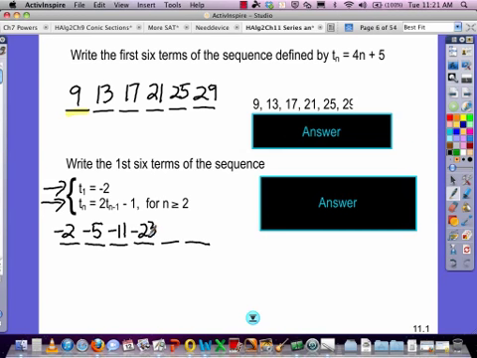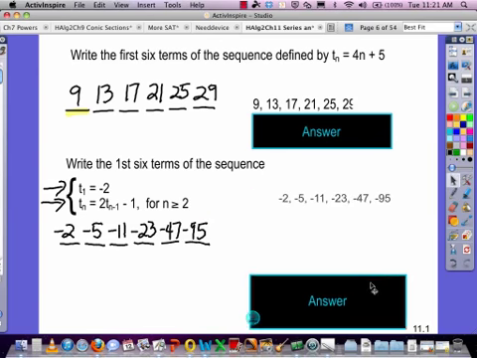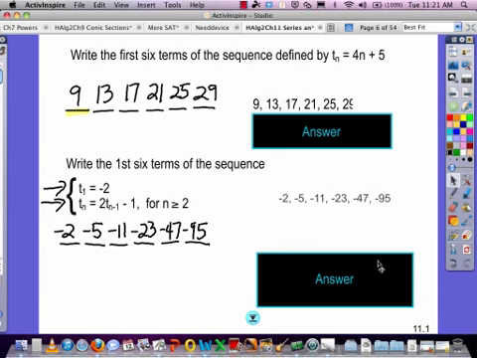You can see how we're filling this in. 2 times negative 23 is negative 46. Subtract 1 is negative 47. And keep going in this fashion. Negative 47 times 2, negative 94, minus 1, negative 95. So you can see you would have the first 6 terms, and again, checking, we agree.